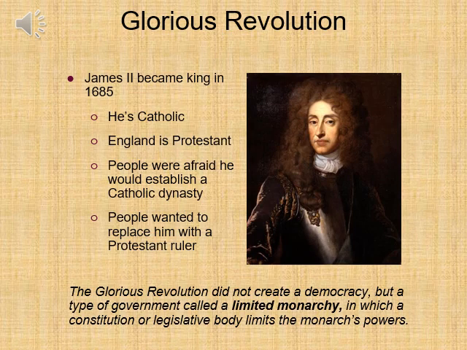The Glorious Revolution came about, and it did not create a democracy, but a type of government called a limited monarchy, in which a constitution or legislative body limits the monarch's powers. In this instance, in England, it was Parliament. This happened because James II became king in 1685. He was Catholic, and England is primarily Protestant. People were afraid that James II would establish a Catholic dynasty, and people wanted to replace him with a Protestant ruler, one who was more accustomed to their beliefs and practices.